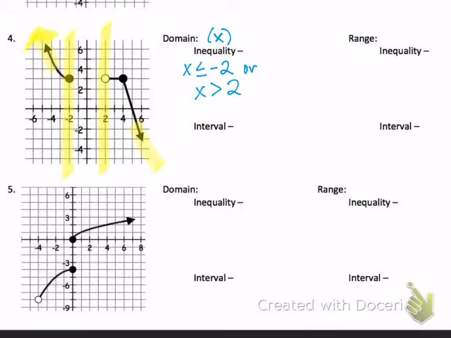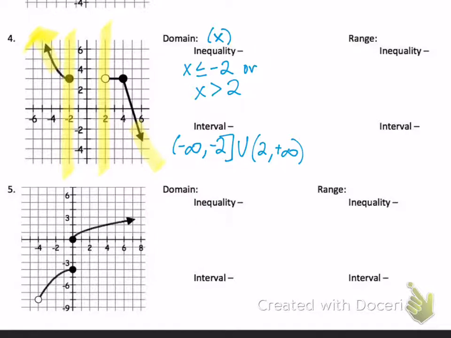So if I were doing interval, it goes all the way to the left, so I would start at what? So parenthesis, negative infinity. It stops at -2 in bracket. Union. Starts back up again at 2. Would that have a parenthesis or a bracket? Parenthesis. And then it goes on forever until positive infinity. I like interval. Can we just do interval? No, we have to do both.